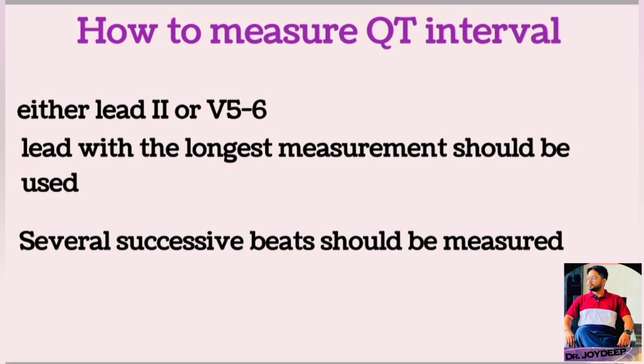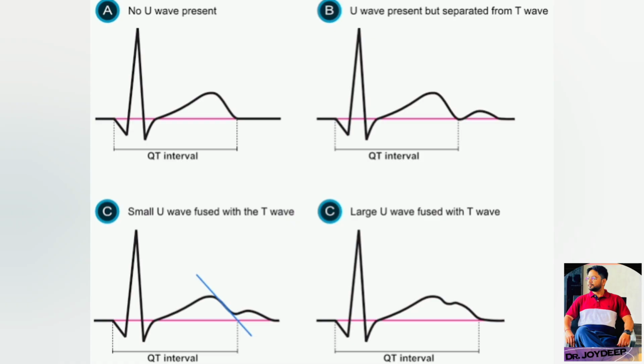The QT interval is usually measured in either lead II or V5-V6. However, the lead with the longest measurement should be used. Several successive beats should be measured. Large U waves more than 1 mm that are fused with the T wave should be included in the measurement. Smaller U waves that are separate from the T wave should be excluded.